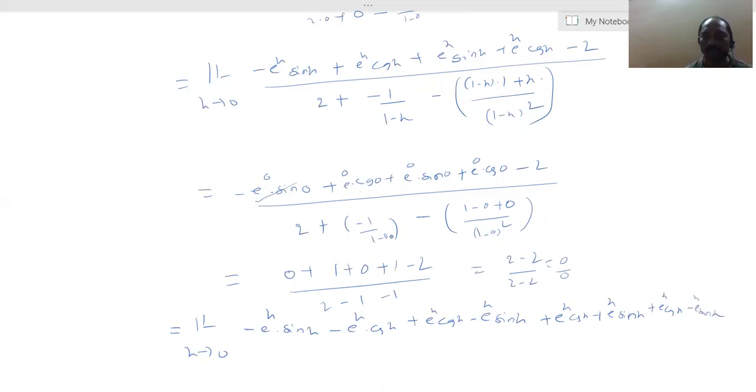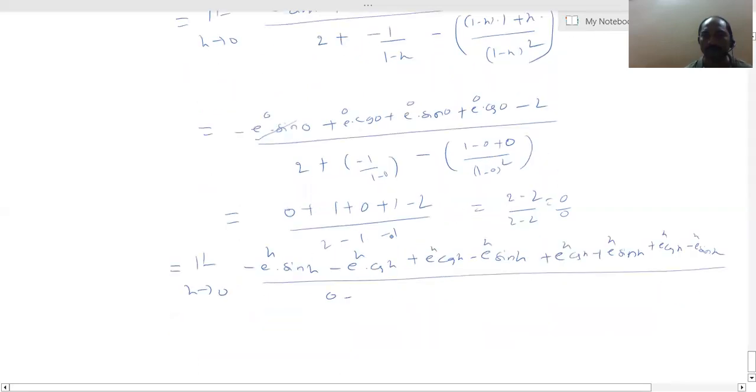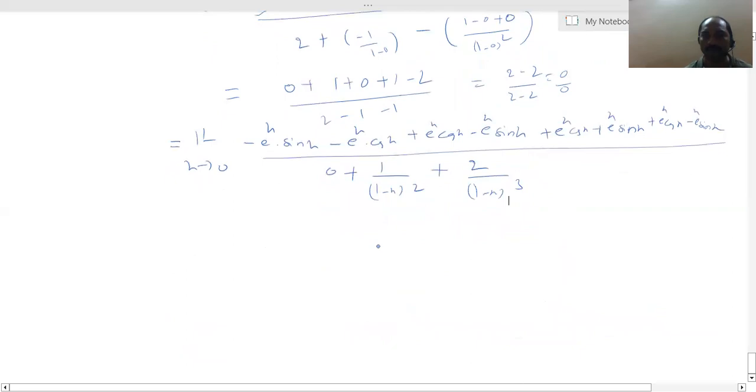Numerator derivative 0 by denominator derivative 2 derivative 0. Here this value becomes 0 minus into minus plus 1 by 1 minus x whole square. In the derivative here numerator x cancel, minus 1 by 1 minus x whole square becomes plus 2 by 1 minus x whole cube. It's the derivative. Now substitute x value, we get the limit value.